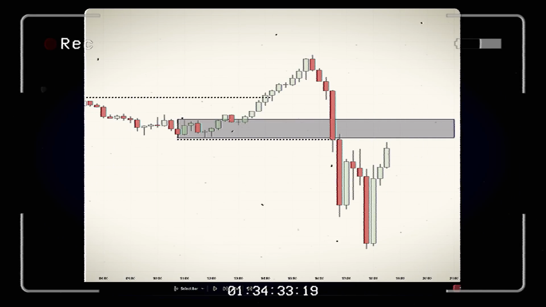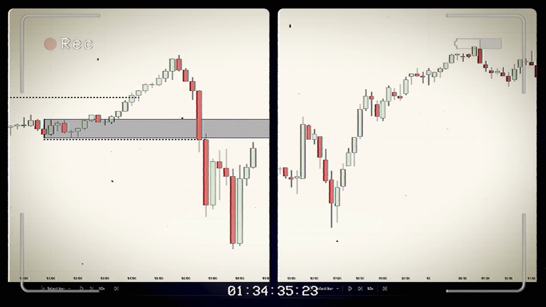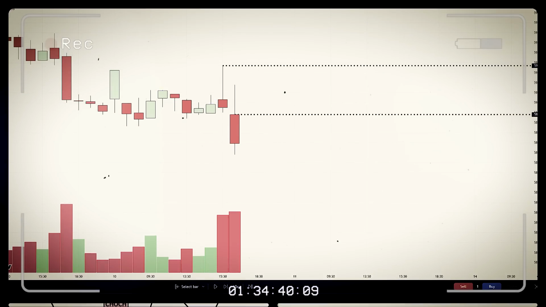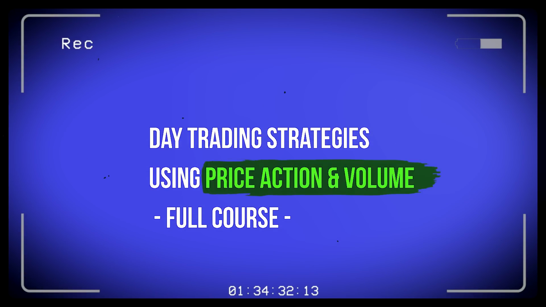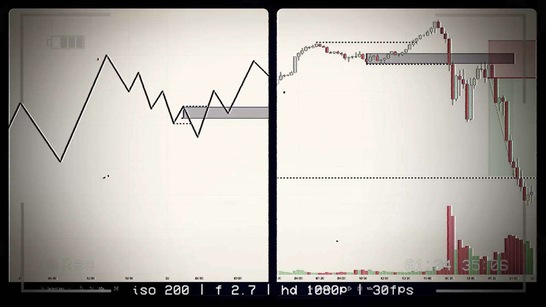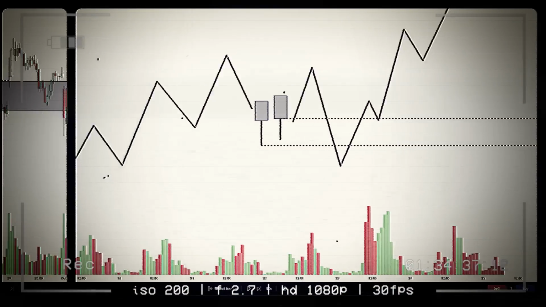The market is speaking to you through price action, but you are not listening, and this is costing you money. So let's change that. These strategies will show you how to day trade with nothing but price and volume, using some basic smart money concepts.